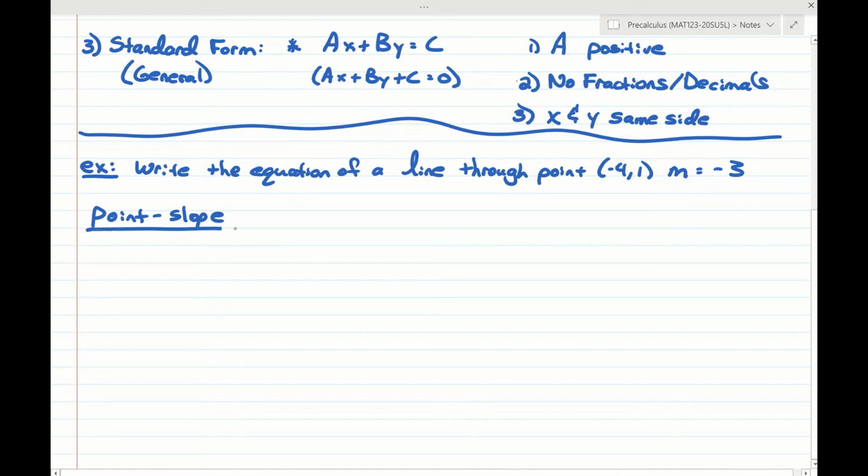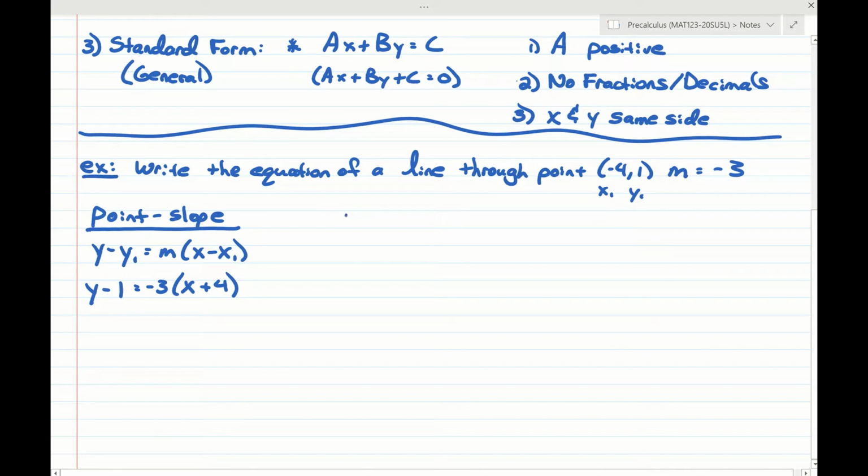Now with point slope form, remember it's y minus y1 is equal to m times x minus x1. So it's going to be y minus our y1 value. Y minus 1 is equal to our slope times x minus -4. That would be point slope form.